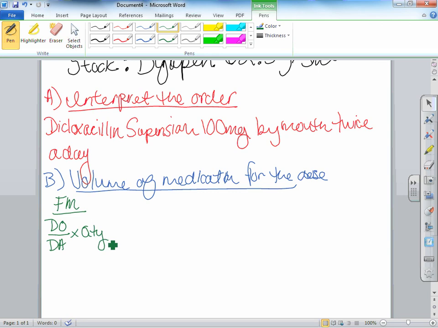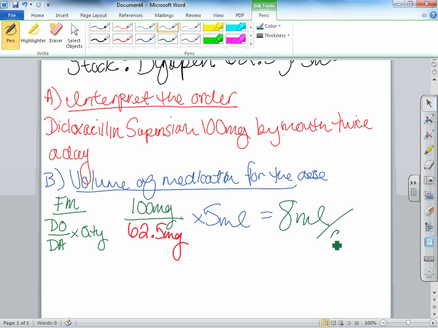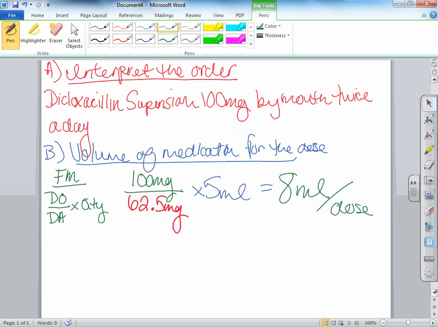So my dose ordered is what? 100 milligrams. My dose available, the availability of the drug, if you look on that label, it says 62.5 milligrams, and you are going to multiply that by the quantity associated to the 62.5 milligrams. If you look at that label, it says that the strength of the medication is 62.5 milligrams per 5 milliliters. That means the quantity is 5 milliliters. And then you're just going to solve the problem. 100 divided by 62.5 times 5 is, your answer should have been 8 milliliters. That is how much medication is needed per dose, 8 milliliters per dose. That should be your answer.